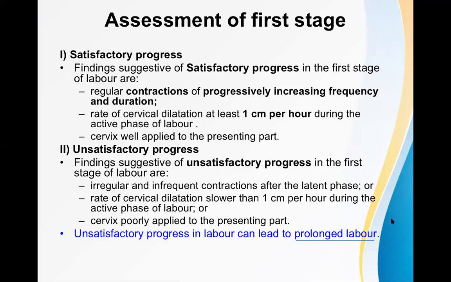And sometimes what happens? The amniotic membrane is already ruptured, and then there is a prolapse of the umbilical cord. So if labor is very prolonged, then that umbilical cord may be compressed between the presenting part and the pelvic cavity, and it may lead to death of the fetus also.